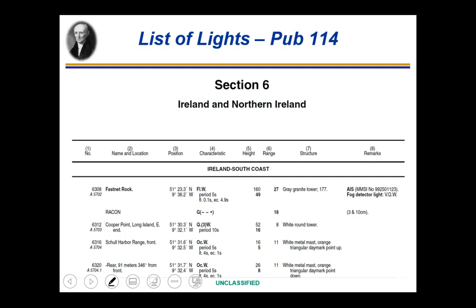Now that you know the 4 pieces of data, I'm going to run through Pub 114 to show you what it looks like and where the data that we need is located. So for this example, I chose Fastnet Rock Light, located off the southern coast of Ireland. It's a primary light, ideal for establishing landfall.